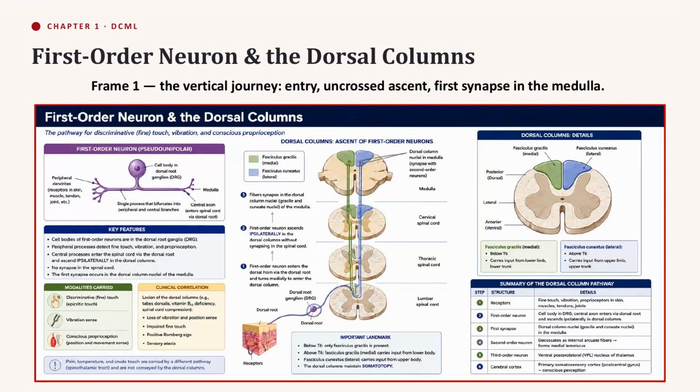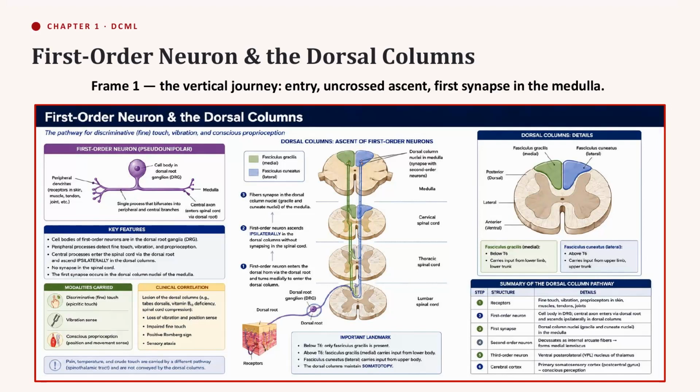And watch the color as you climb. Green gracilis, medial for the legs, blue cuneatus, lateral for the arms, appearing around T6. Legs medial, arms lateral. The details panel and the 6-step table on the right are your roadmap. Steps 4 through 6, the crossing and the thalamus, are the next 2 slides. Pause here and read those boxes in full.